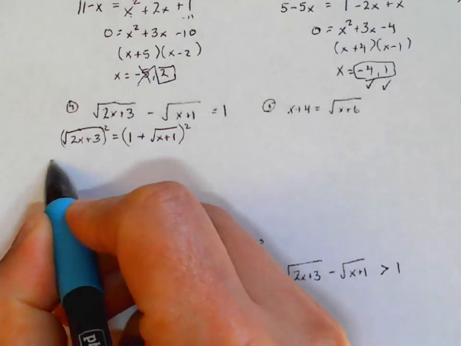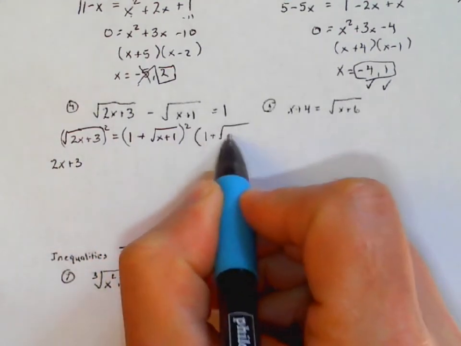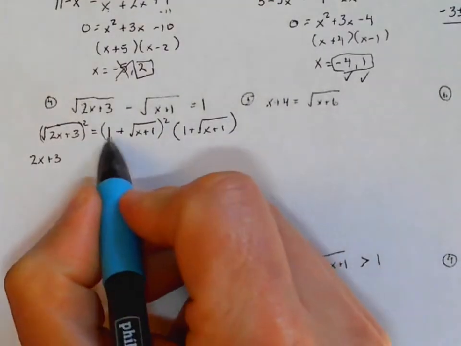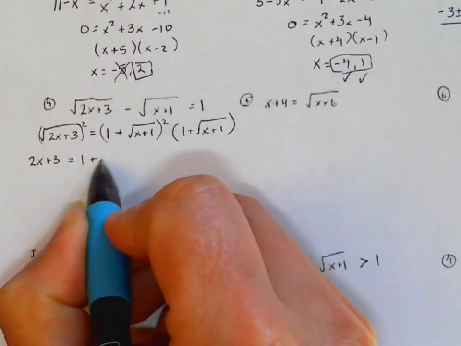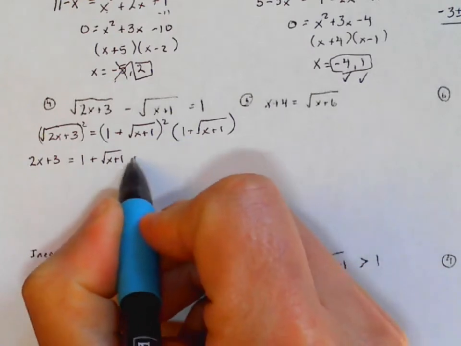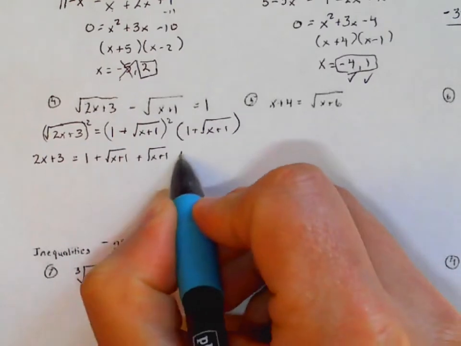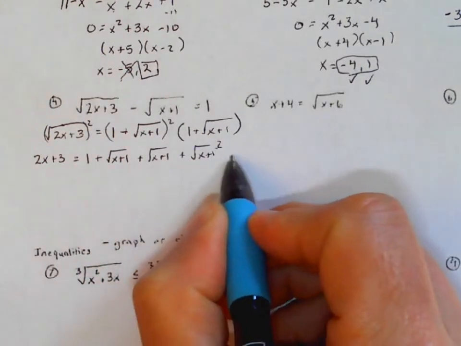This side's easy to square, it's just 2x plus 3. This side I have to multiply it by itself. Okay. So 1 times 1 is 1. 1 times this is square root of x plus 1. This times 1 is the square root of x plus 1. And this times this would be the same thing as the square root of x plus 1 squared, which is really just x plus 1.